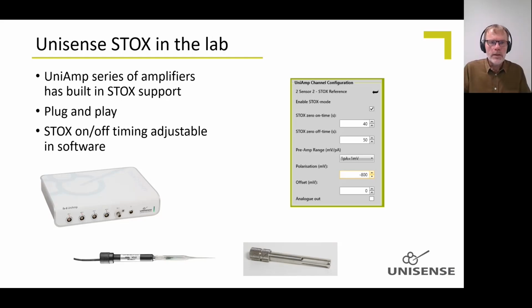You can also use stock sensors in the lab. Now it's much easier than it used to be because the Uniamp instruments now have built-in stock support. And that means that when you plug a lab stock sensor in here, it's only one connector. Then you get access to this control panel where you can set the front guard on and off times in seconds here. You can set polarization and so on. But the important thing is it's very easy, plug and play. You can plug it in and it's running.